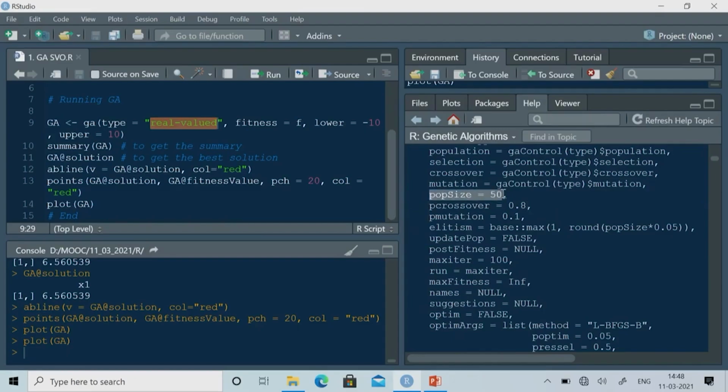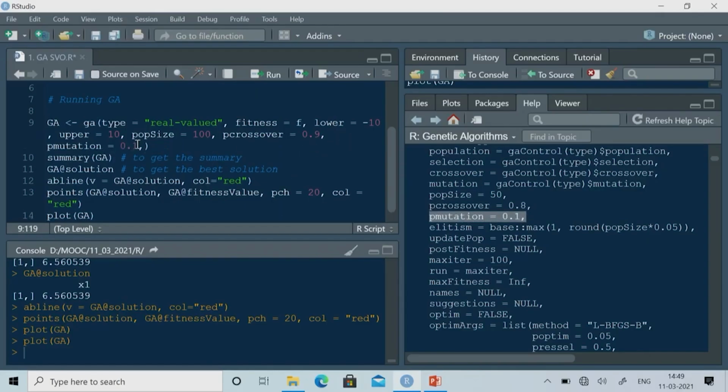Suppose I would like to change the population size. The population size by default value is 50, but I would like to make it 100. So, I can make it 100 by increasing the pop size. Then I would like to change the crossover probability. You just define what the crossover probability is. Suppose I would like to give 0.9. And mutation probability, if I want to change it, by default value is 0.1, and I would like to put a mutation probability of 0.05.